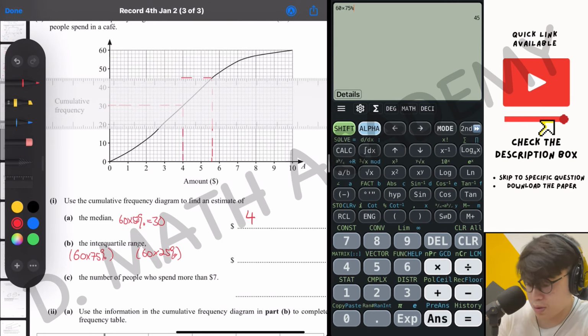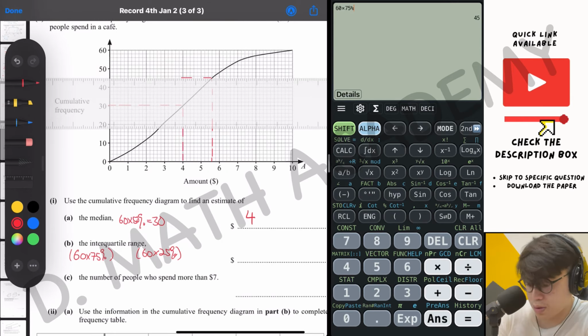5.6 minus 2.4. So how many people spend more than $7? So from 7, you trace it all the way up. Then backtrack it on the other side. So you actually get 54 packs, I think, if you were to trace it up. So out of 60, how many more of them? There will be 60 minus 54, which is 6 as my final answer here.